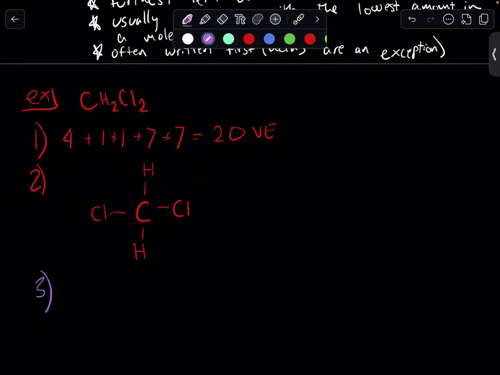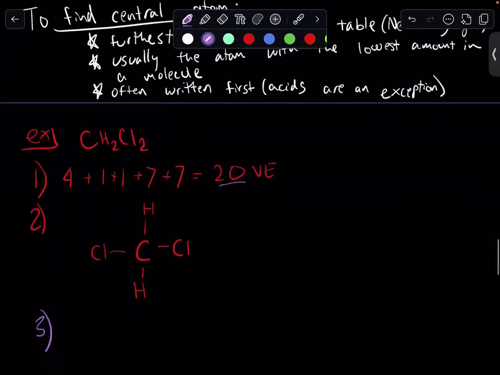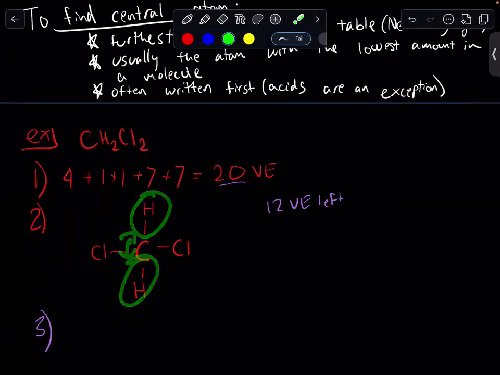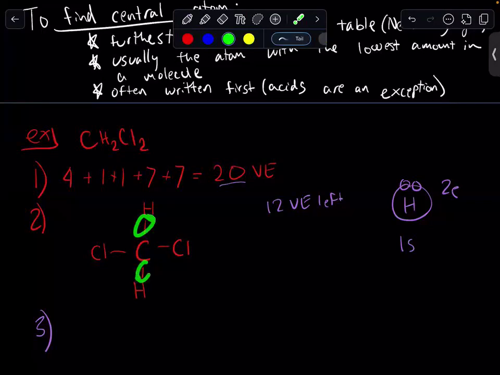So step 3 is we're going to fill electrons in to get to our 20, but we're also going to fulfill the octet rule. So we're going to count what we already have. We have 2, 4, 6, 8. So we have 12 valence electrons left to add. Now, hydrogen only can have 2 electrons. We talked about that in a previous section, but hydrogen only has its s orbital. So if we look at hydrogen, the Bohr model, it has the 1s orbital, and to be full, it can have 2 electrons. And it's already got that through its bonds.